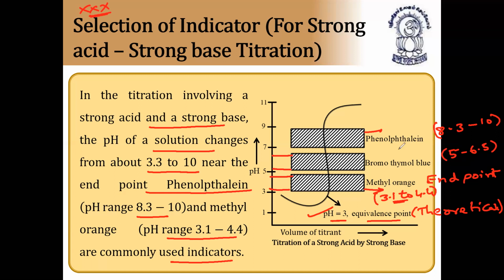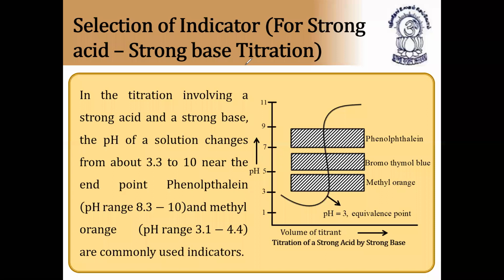And for phenolphthalein, it is 8.3, greater than 7. It is 8.3 to 10. Actually, this was marked wrong on the graph; it is 8 and this should be 10, so 8.3 to 10. So this is the titration involving a strong acid and a strong base. What are the indicators used? Phenolphthalein, bromothymol blue, and methyl orange.